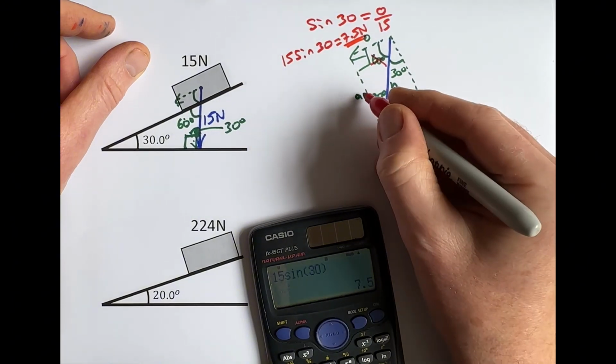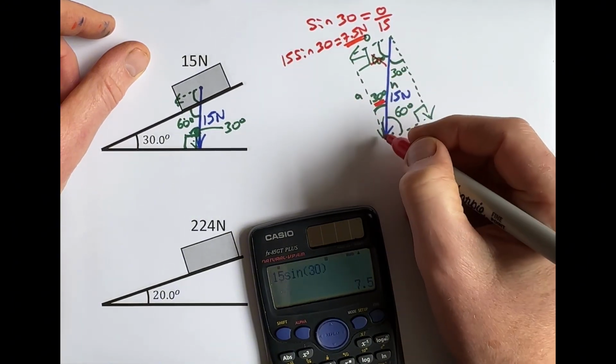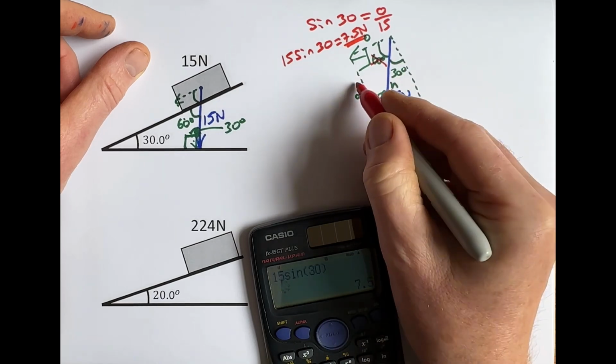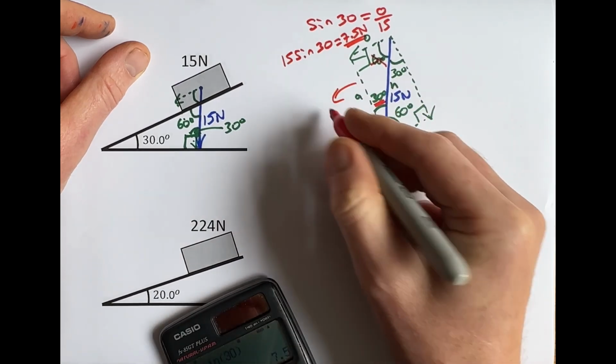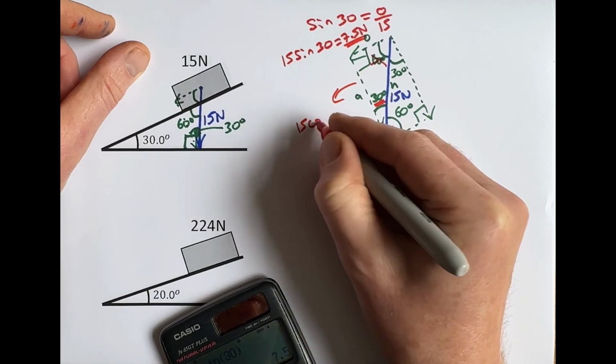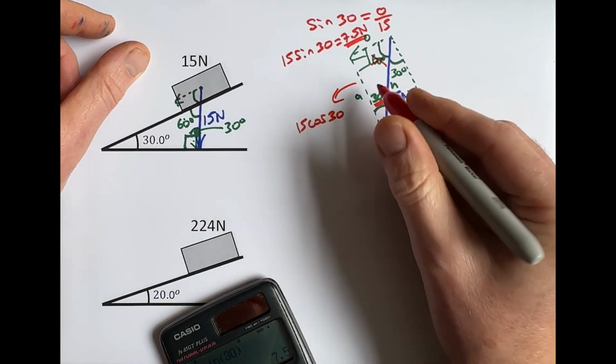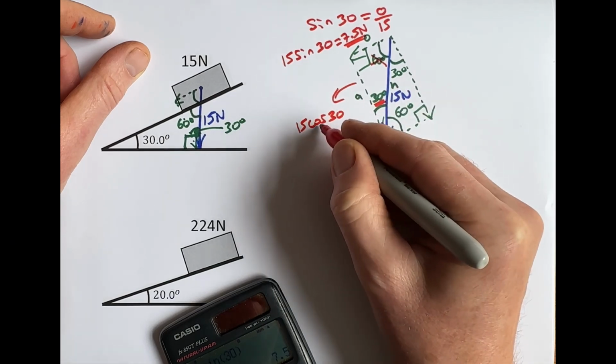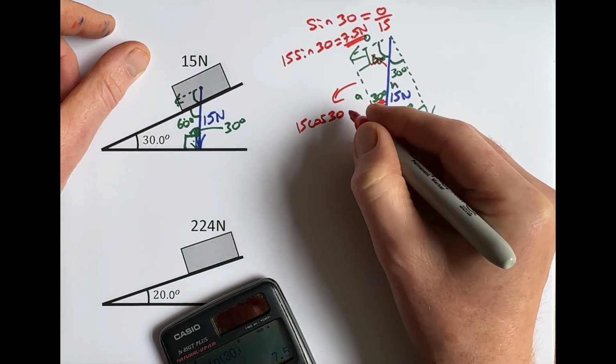Now, this component here, which is perpendicular to the slope, is going to be equal to 15 cos 30, because it's the hypotenuse multiplied by cos 30 that is equal to the adjacent.